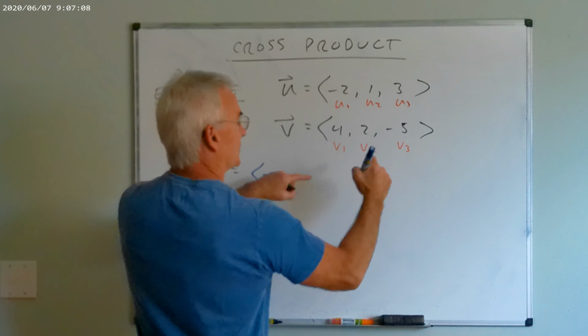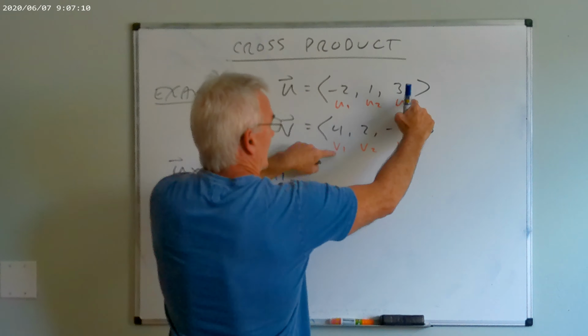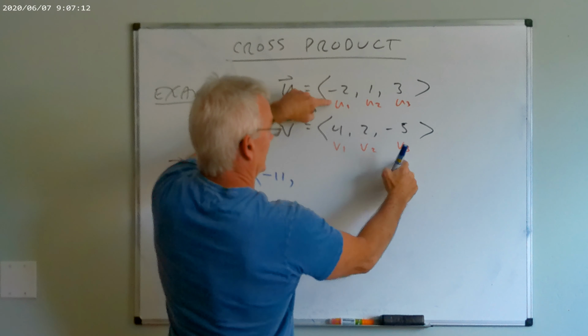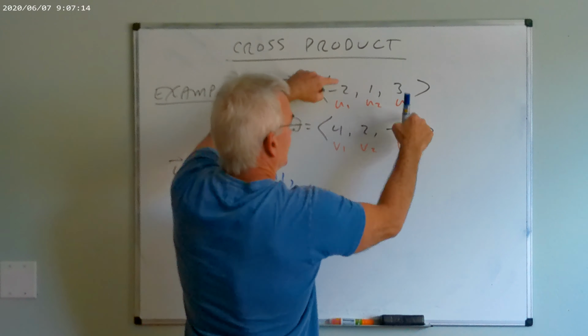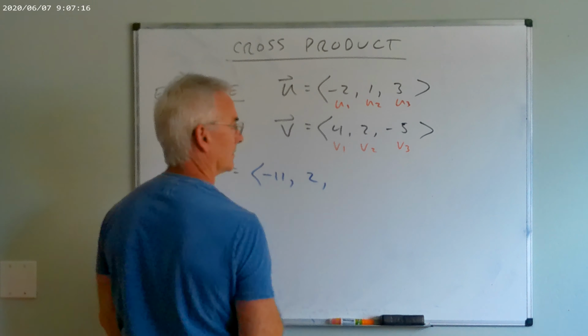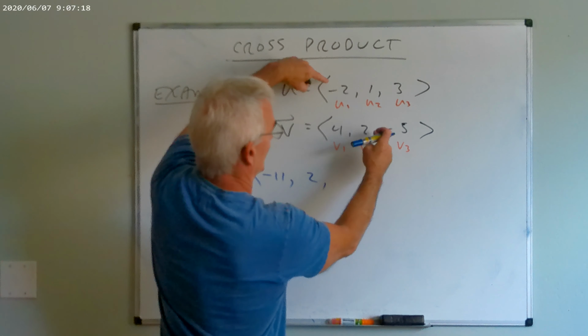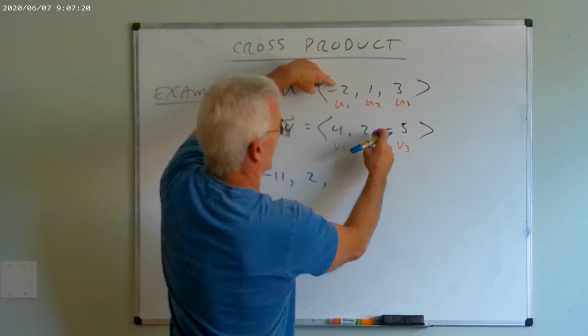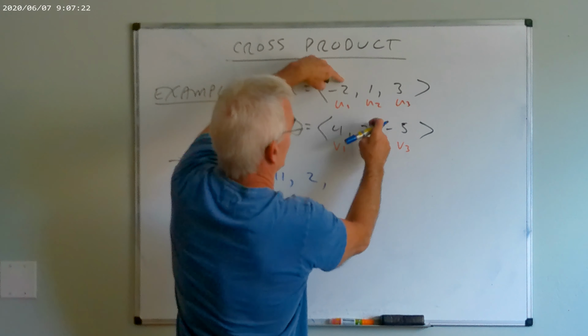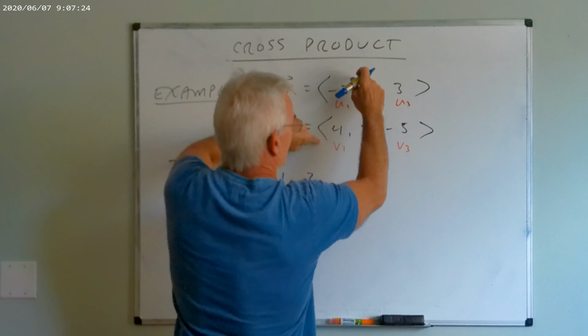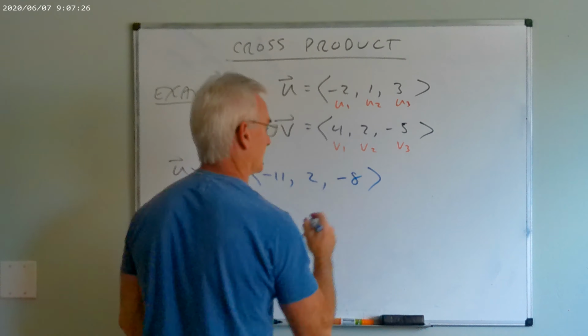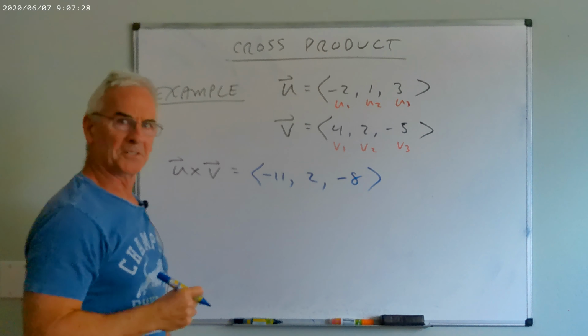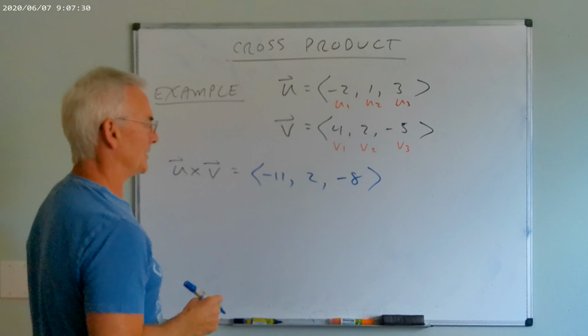The next term is U3 V1 minus U1 V3. So 12 minus 10. And then the last term is U1 V2 minus U2 V1. So negative 4 minus 4, that's negative 8. That's it. If you're doing more work than that, you're making it too difficult.